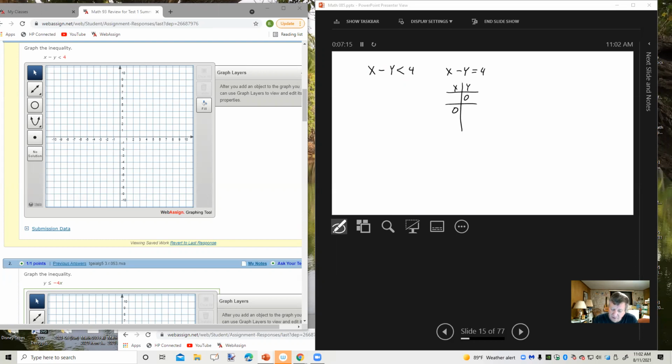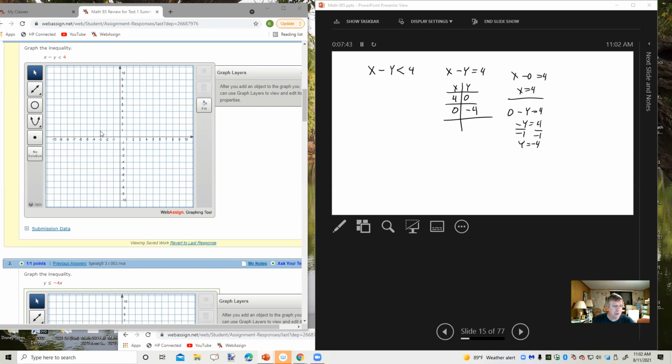So to find the x-intercept, I'll set y equal to 0. x minus 0 equals 4. So x equals 4. To find the y-intercept, set x equal to 0. 0 minus y equals 4. Negative y equals 4. Divide both sides by -1. And y equals -4. So now we've got two ordered pairs that are solutions to the equation.